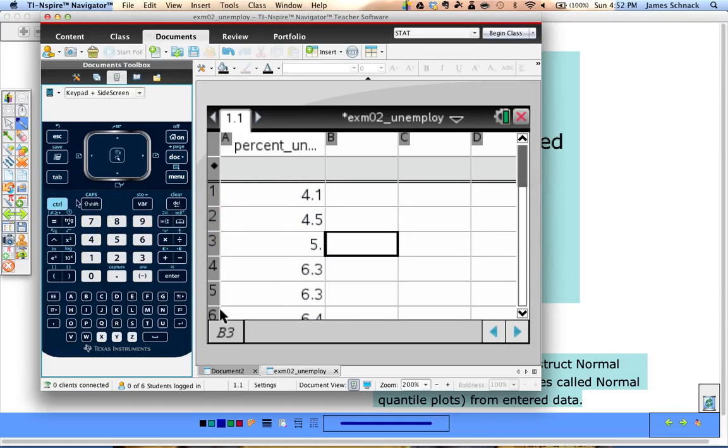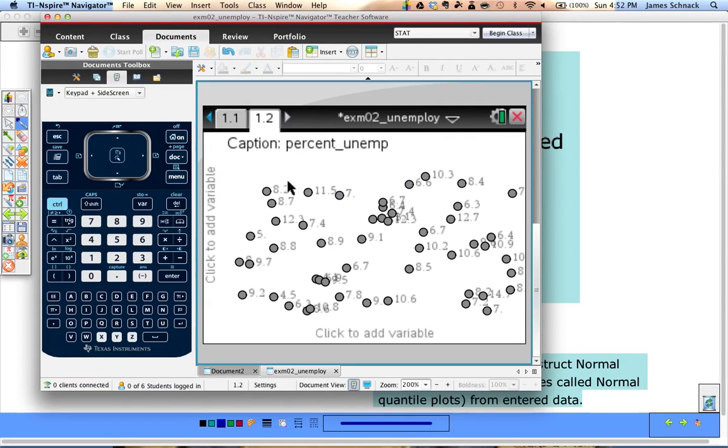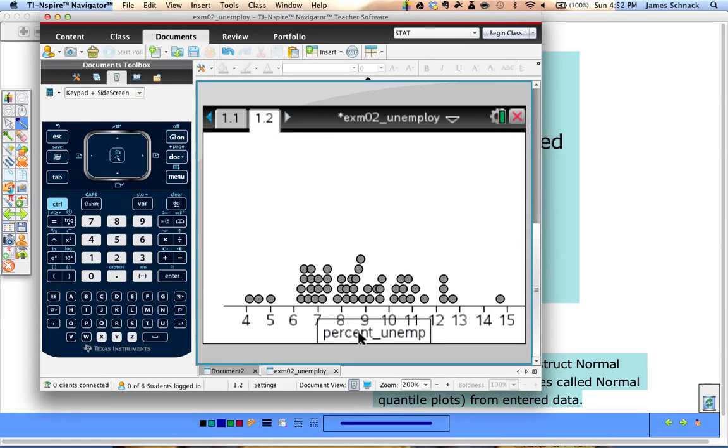First thing we do is we make a graph. We're going to plot this data. So I'm going to go over here, add data and statistics. I'm going to come down to the bottom, add, and percent unemployment. There's my dot plot. I mean, that sort of looks normally distributed. It sort of looks symmetric.